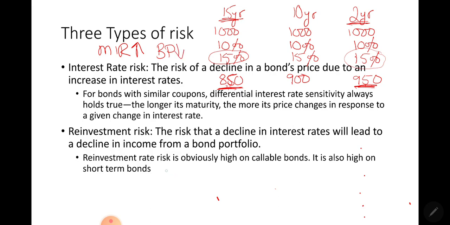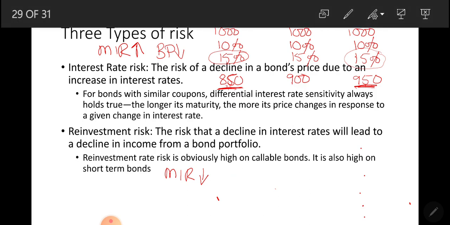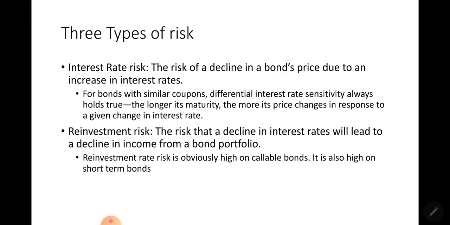Now we are interested in what will happen if the market interest rate decreases. Is there any risk in this case? The answer is yes, and that risk is called reinvestment risk. Let's look at an example. I'm going to remove what I've written before. So let's assume you have invested in a bond which has 10% coupon rate, and even the market interest rate is 10%. So the bond is trading at par of 1000.